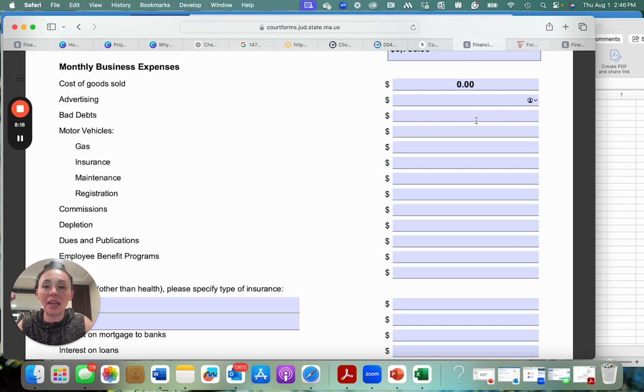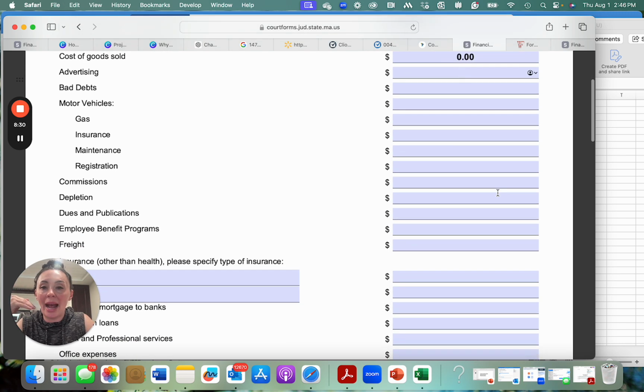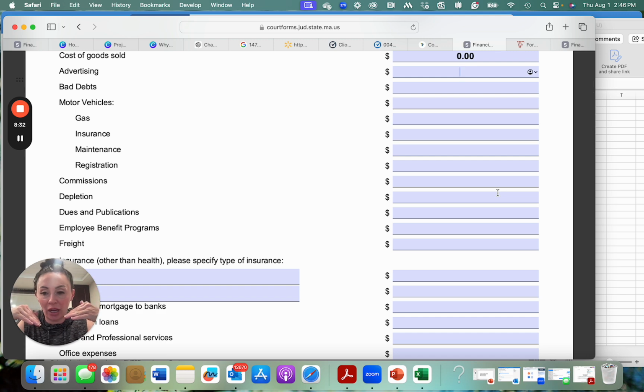All right, the same methodology that we use to get the average monthly business expenses year to date, we're going to do for all of the other expenses. So you would add up all of your advertising costs, January to July 31st. Let's say the 7-month average here is maybe, I don't know, $400 for advertising. Bad debts.